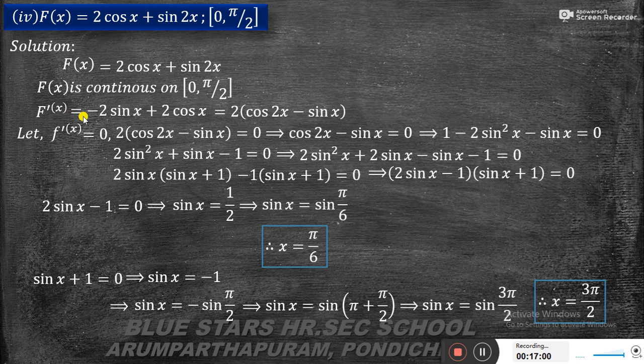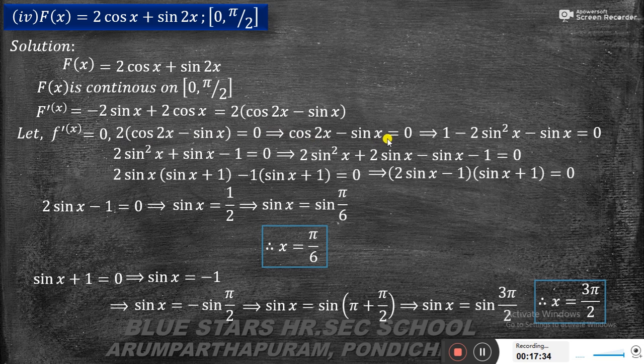So f dash of x equal to, I differentiate cos x, so minus sin x, minus 2 sin x, plus I differentiate sin 2x. So derivative of sin 2x is cos 2x and I differentiate 2x, which is 2. So 2 cos 2x. Here 2 is common, so I take 2 out: 2 into cos 2x minus sin x. The next step I take f dash of x equal to 0. So 2 cos 2x minus sin x equal to 0.